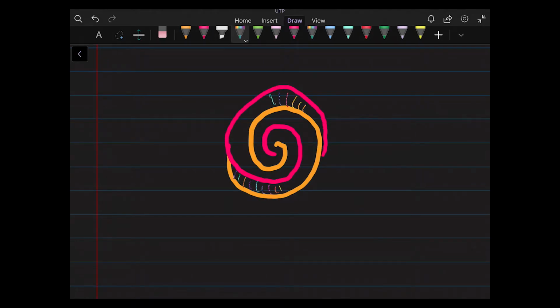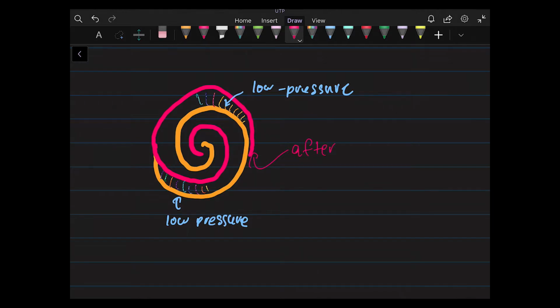Now, after rotating, the scrolls automatically close and the low pressure will be trapped at the first orbit. The scroll will continuously rotate until the low pressure is at the last orbit.